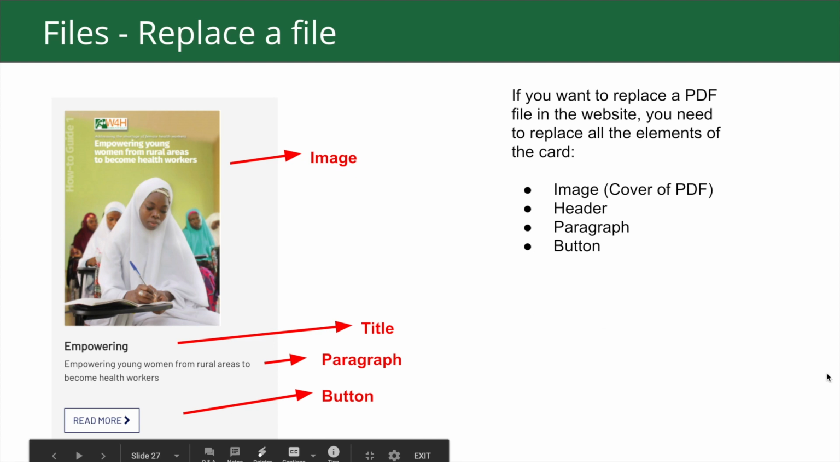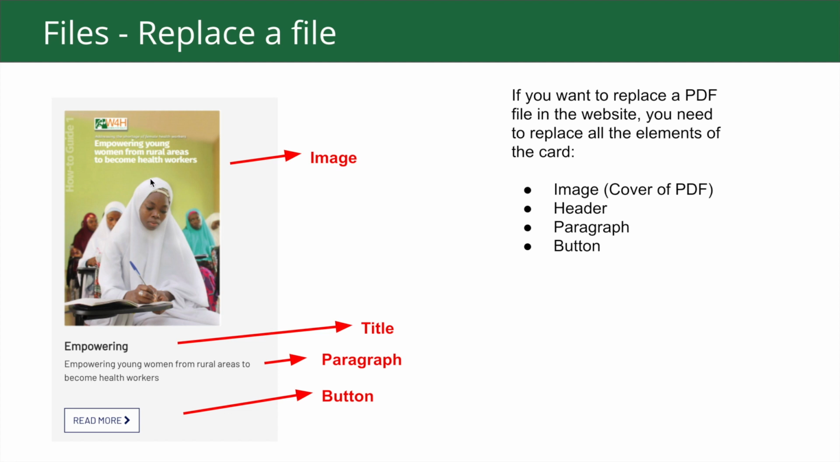So if you want to replace the PDF, you need to replace the image, and of course you need to use GIMP. Probably download this image, open it with GIMP, then take a screenshot of the first page of the PDF, the cover, and just make it exactly the same size. If you want, we can ask Sabina to show you this tomorrow as well.